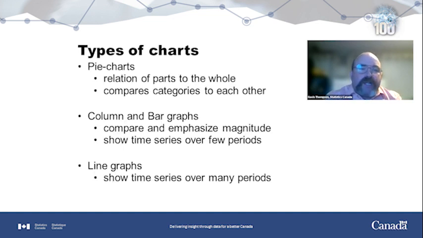So the three that I'm going to talk about today are pie charts, so relations of parts to the whole and comparing categories to each other. Column and bar graphs. In fact, look, I forgot to take the word graph out here. So this should say graph instead of chart. So compare and emphasize the magnitude, so it can show time series over a few periods. And then line graphs are meant to show a series of over many periods. So we'll tend to watch a line as it goes through time.